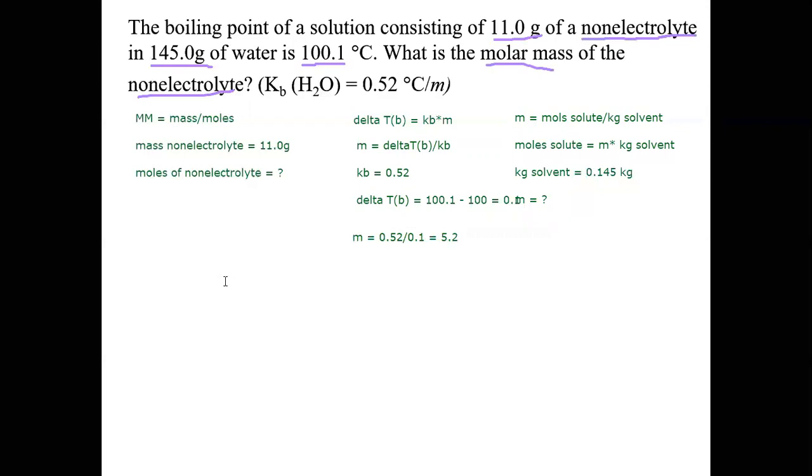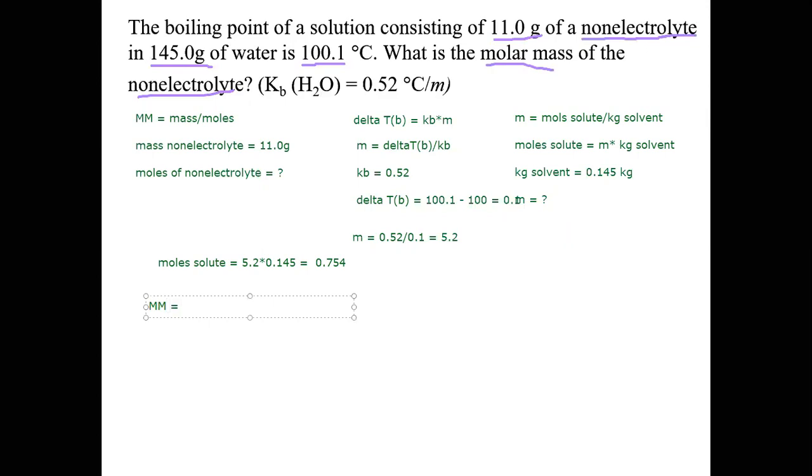Now that we have the molality, we can find the moles. So moles of solute equals the molality times the kilograms of solvent. And we get 0.754 moles. Let me double check. Yes. So now we have the moles of non-electrolyte, so we can solve for the molar mass.